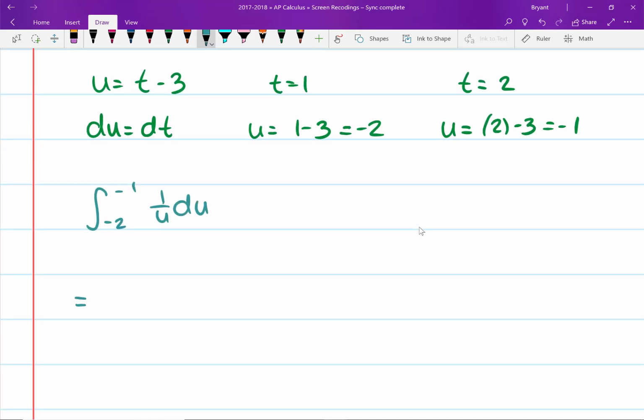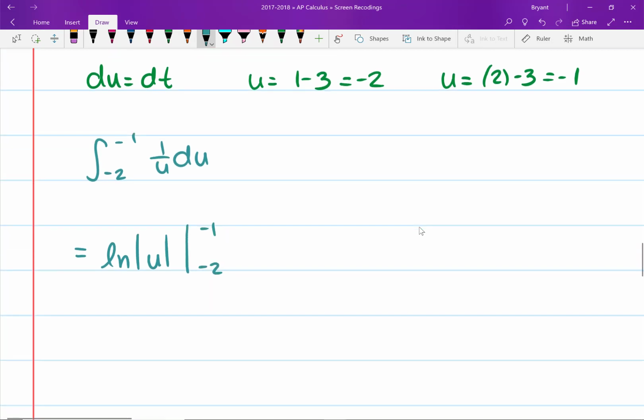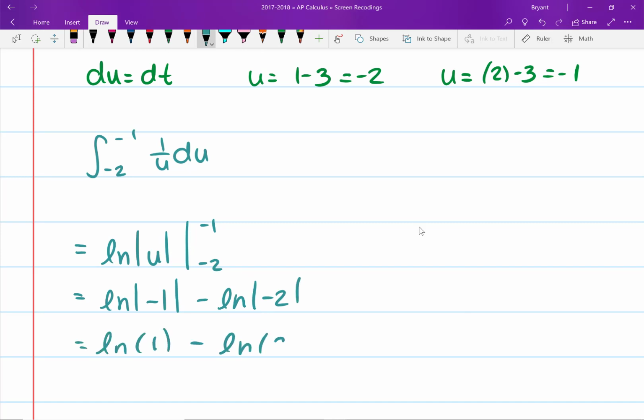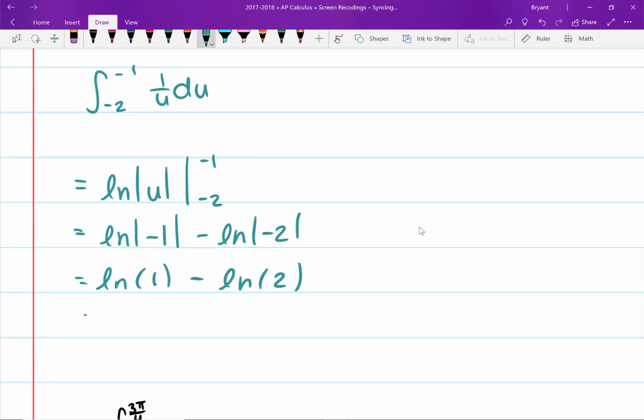And this is the reason why ln having the absolute value is so important, because we can actually solve this. So this is going to be ln of the absolute value of negative 1 minus ln the absolute value of negative 2. So this is ln of 1 minus ln of 2. And ln of 1 is 0, so negative ln of 2 is going to be your answer.